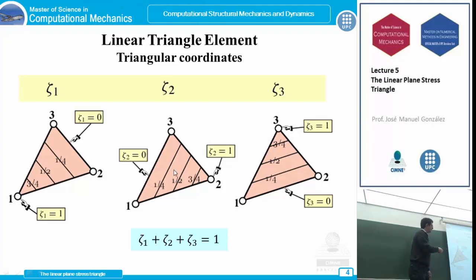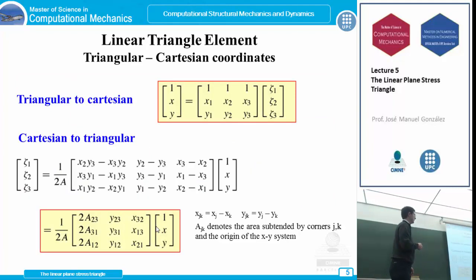Okay, so these sort of natural coordinates, taking into account that these triangular coordinates are independent of the coordinates of the 3 nodes, define the position of any point in this linear triangle. And these triangular coordinates must accomplish this consistency condition, which is that for every point of the triangle, the addition of these 3 coordinates must be 1 at any point. So we are able to characterize, to locate any point at the triangle element using these triangular coordinates. But the point is that usually we work with Cartesian coordinates.